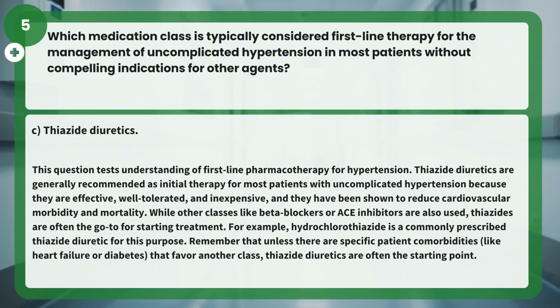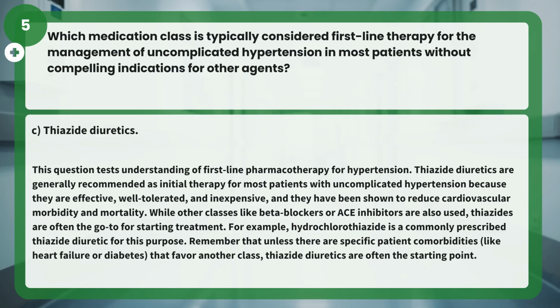Answer, C. Thiazide diuretics. This question tests understanding of first-line pharmacotherapy for hypertension. Thiazide diuretics are generally recommended as initial therapy for most patients with uncomplicated hypertension because they are effective, well-tolerated, and inexpensive, and they have been shown to reduce cardiovascular morbidity and mortality. While other classes like beta blockers or ACE inhibitors are also used, thiazides are often the go-to for starting treatment.